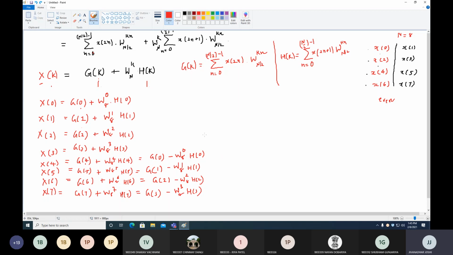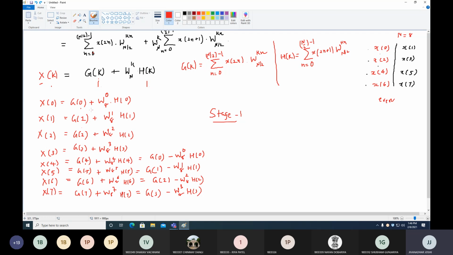Okay, but have we got the same equations that we had used for drawing the butterfly diagram, the last stage of the butterfly diagram? Yes or no? Yes, sir. Okay. So this is regarding stage number 1. These are the equations for stage number 1. So as you can see, the outputs, the results, are x of k, and the results are dependent on the inputs, of course.